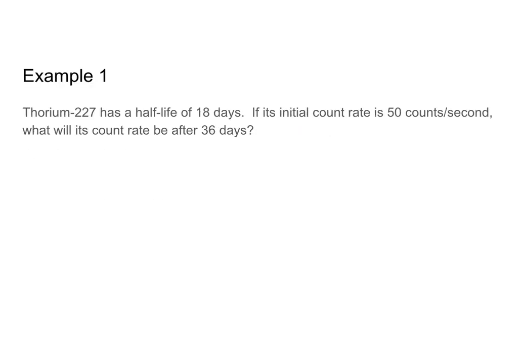So with that, let's go ahead and take a moment to do a couple of examples. So first, thorium-227 has a half-life of 18 days. If its initial count rate is 50 counts per second, what will its count rate be after 36 days? This question has a lot of vocab, but is actually, I think, pretty simple. So I start out with an initial count rate of 50 counts per second.